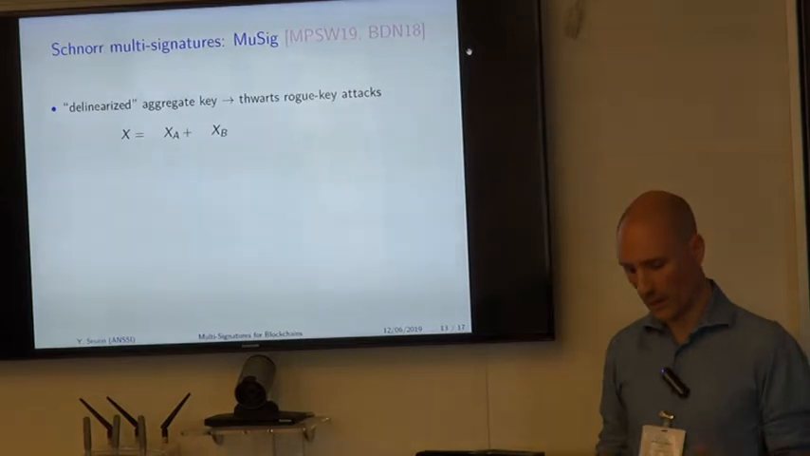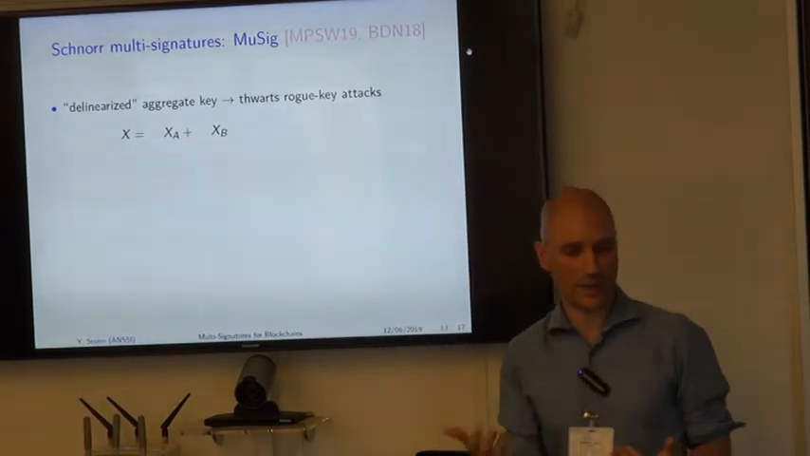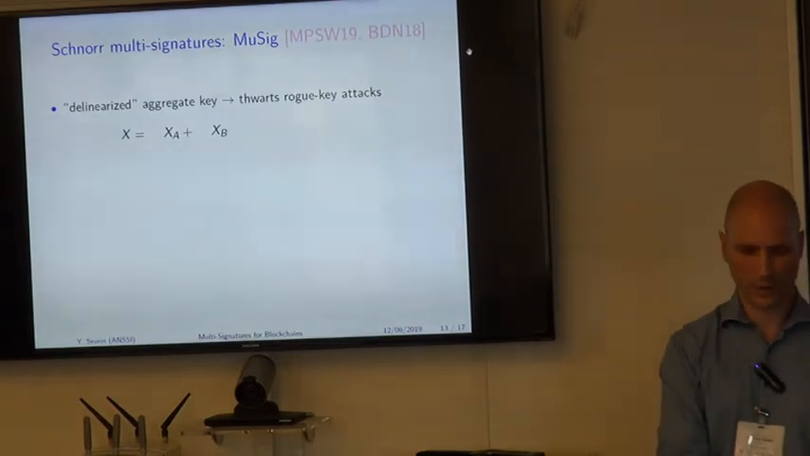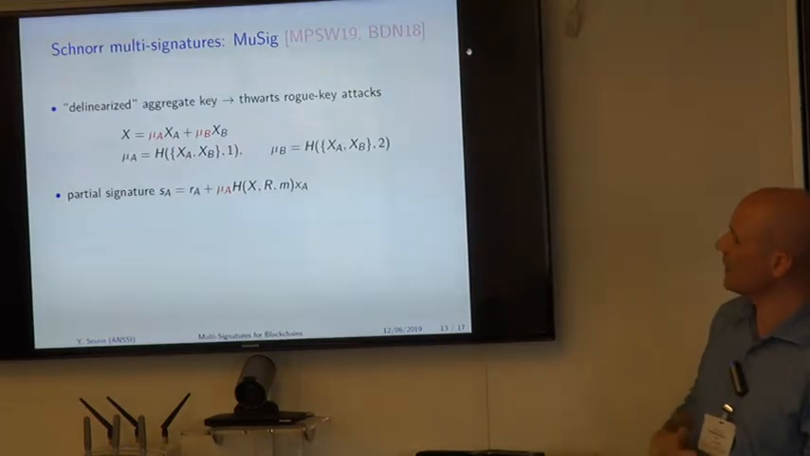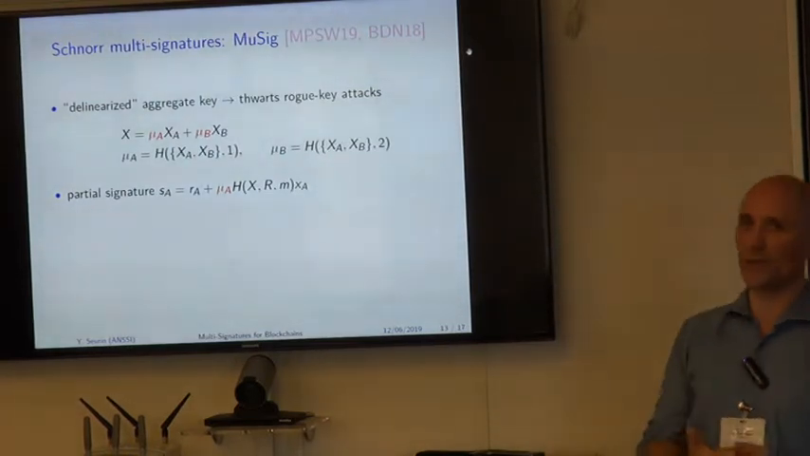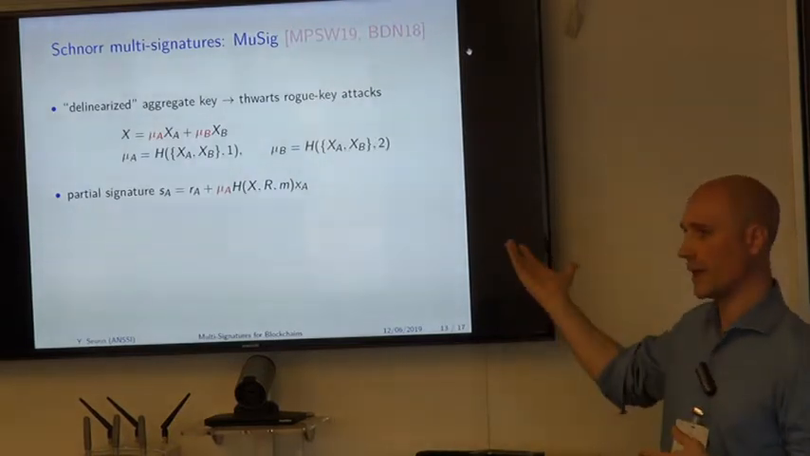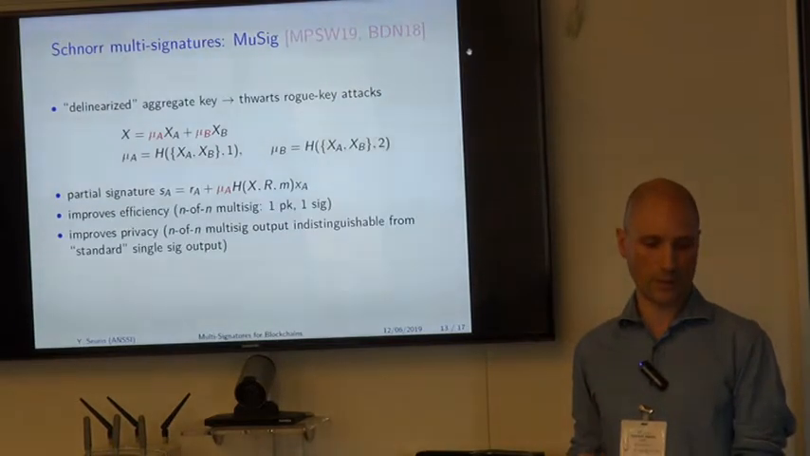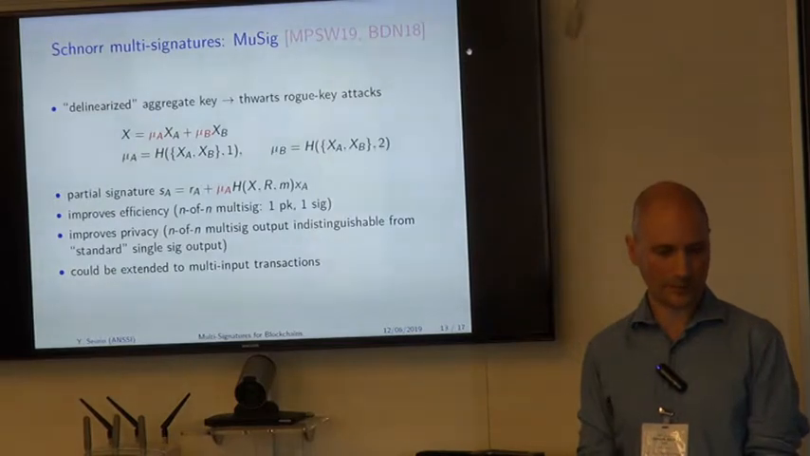So in order to thwart the attack, you have to modify a bit the way the signature is computed. I won't go into the details, but I will just mention that there is a scheme called MuSig, which exactly gives you a Schnorr multi-signature, which is provably secure even against rogue key attacks. I will skip the details because I'm running a bit out of time.